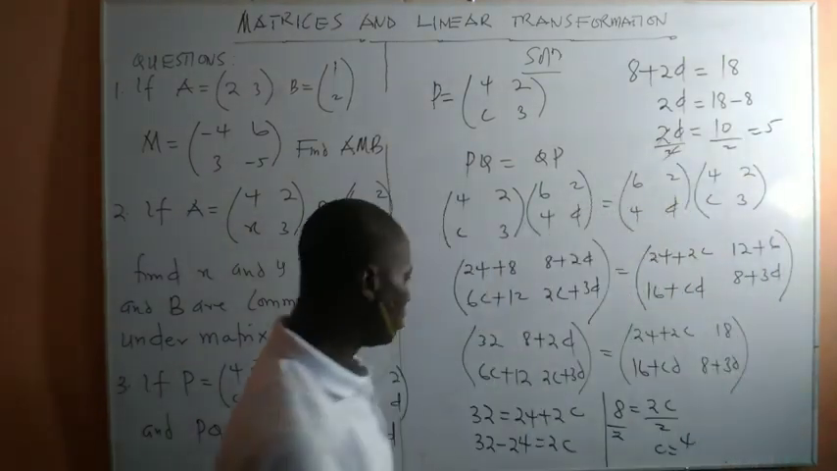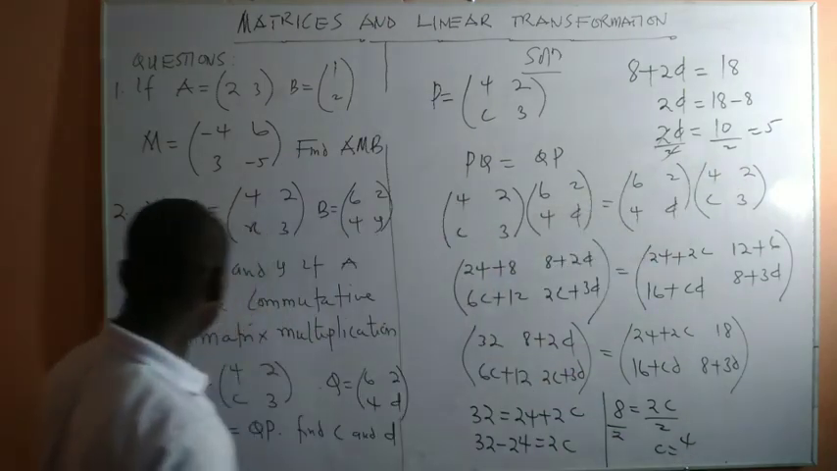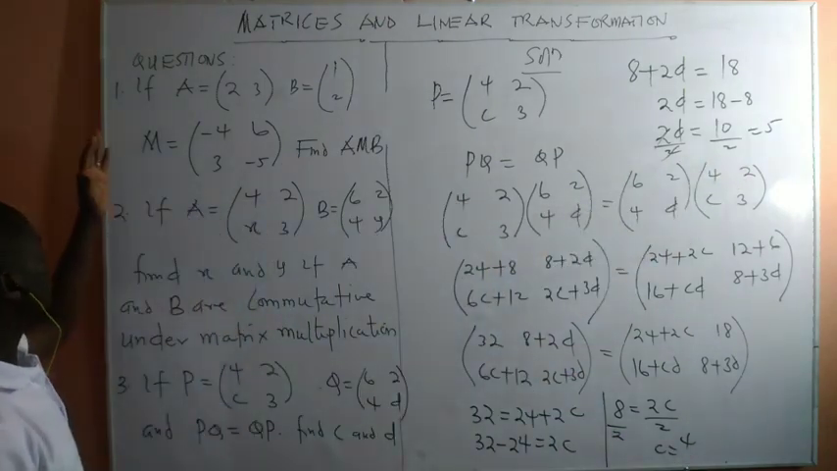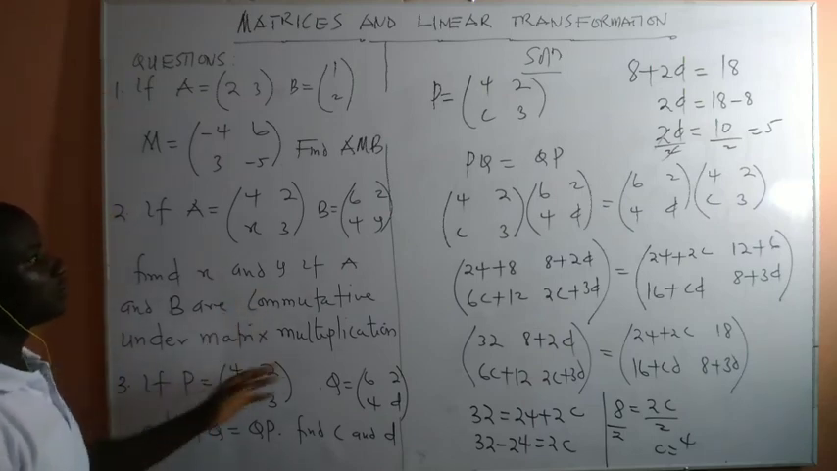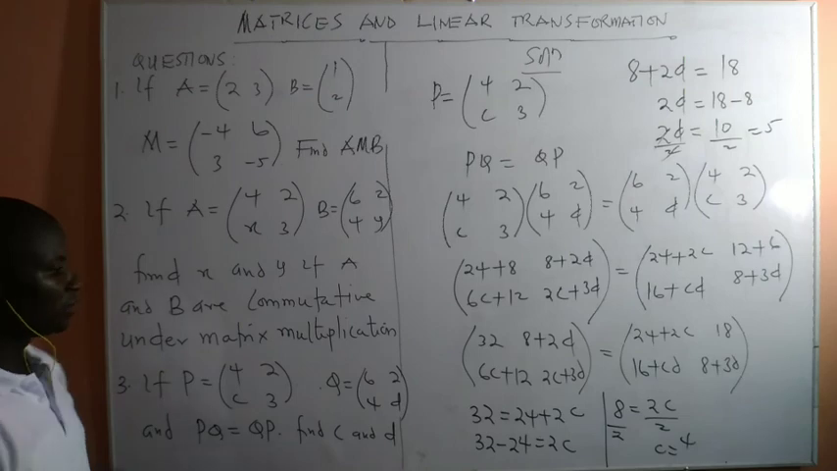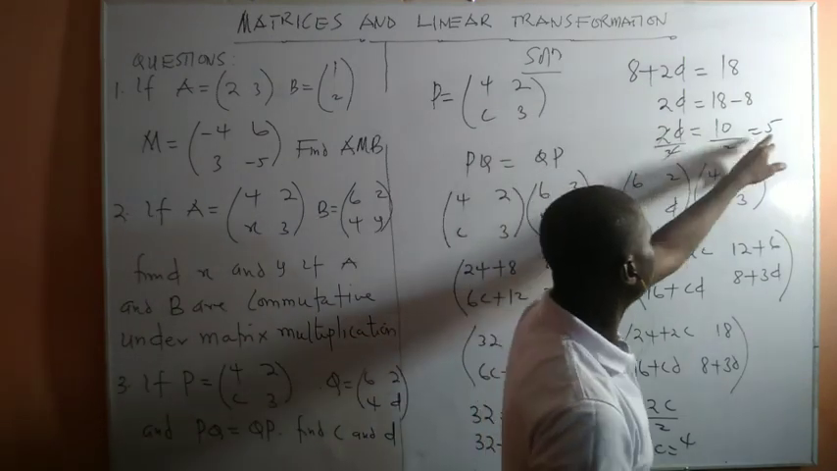So in all, the value of C equals 4 and D is equal to 5. And that is how best we solve the 3 questions: question 1, question 2, question 3. So we have now solved question number 3. The value of C equals 4 and the value of D equals 5.